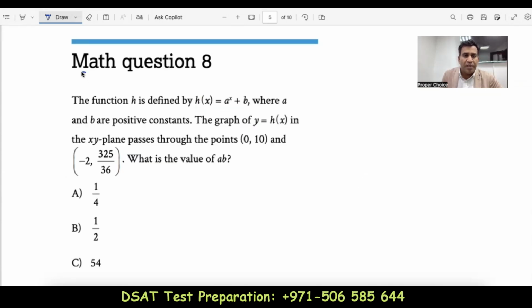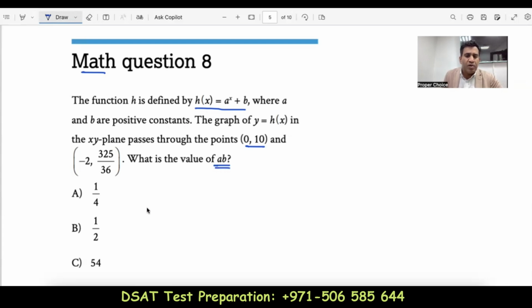Let's solve question number 8 here. It says the function h is defined by h of x equals a to the power x plus b, where a and b are positive constants. The graph of y equals h of x in the xy-plane passes through the points (0, 10) and (-2, 325/36). What is the value of AB? It's basically what is the value of A times B.